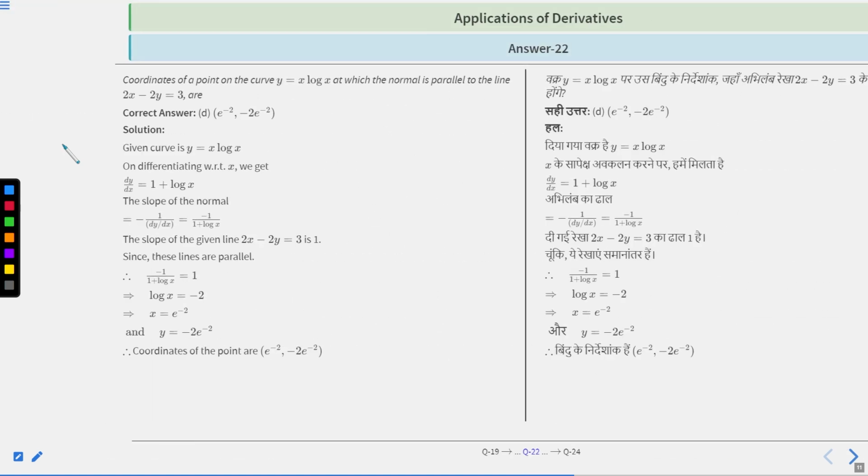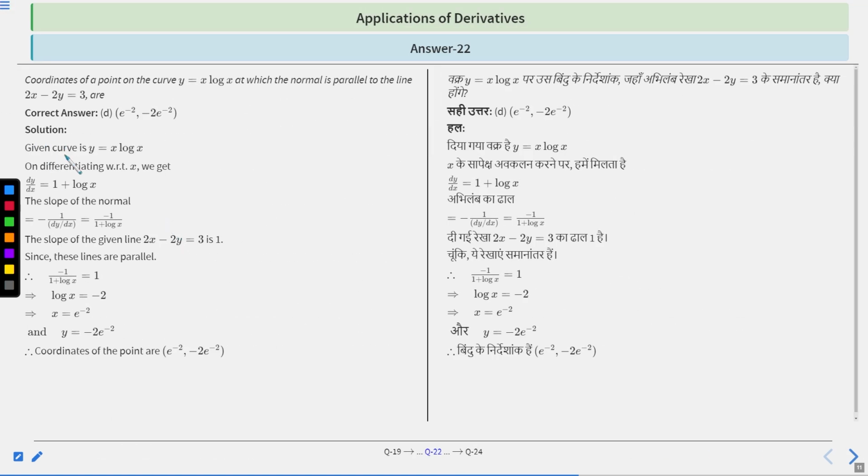Okay, let's move to the solution part. We have given the curve y = x log x. So on differentiating with respect to x, we get dy/dx is equal to 1 + log x. Therefore, slope of the normal will be equal to minus of 1 by dy/dx, and dy/dx is coming out to be 1 + log x, so it is minus of 1 upon (1 + log x).